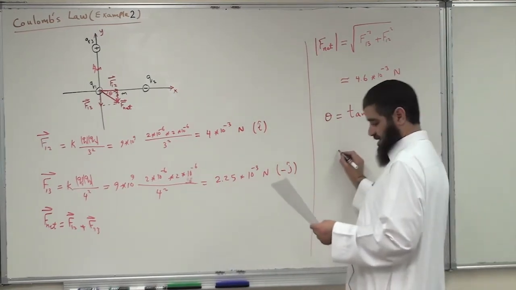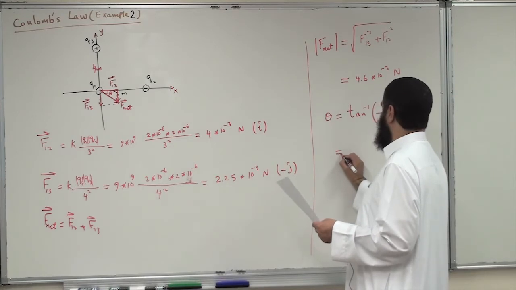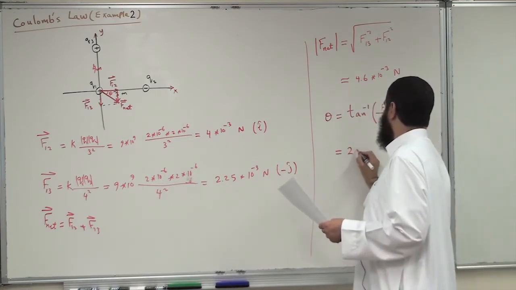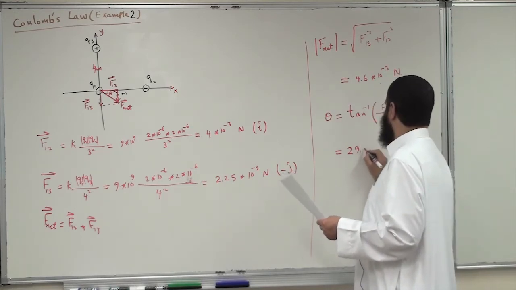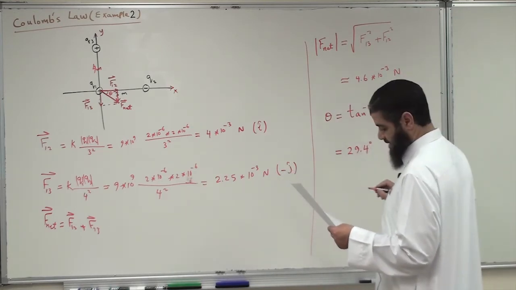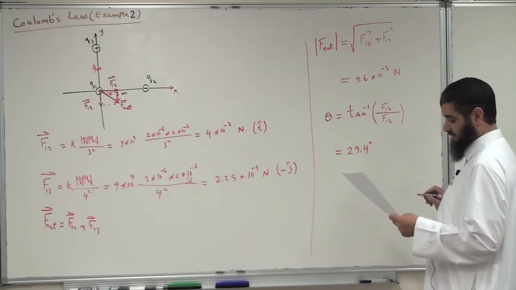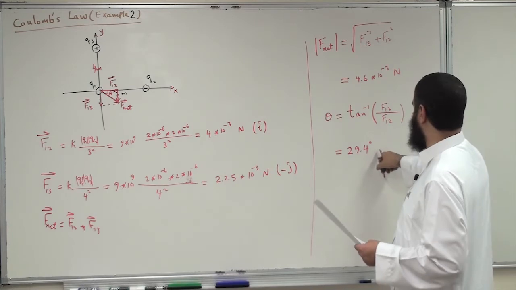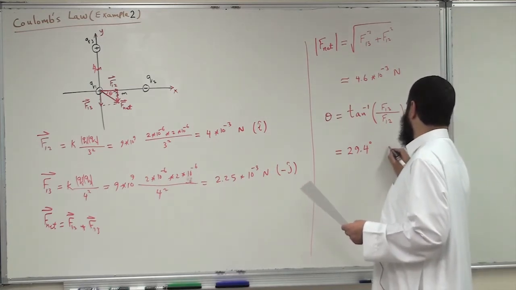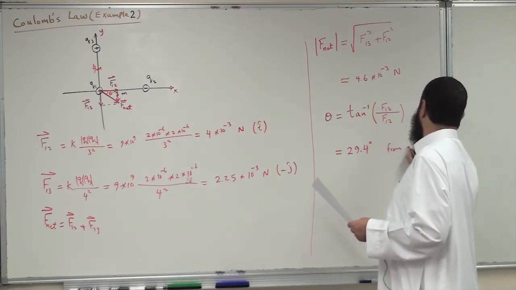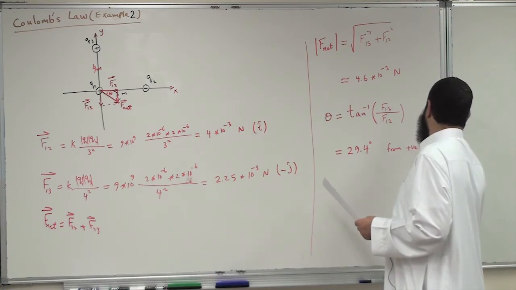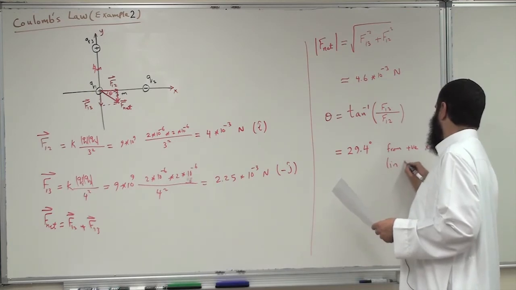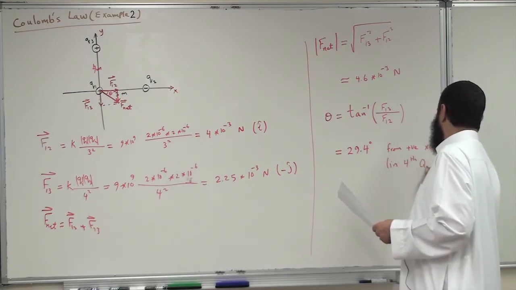And this will be very simple. We will get tan inverse of these two numbers. We will get theta 29.4 degrees, and we can see that it is in the fourth quadrant. Okay, this is from positive x axis clockwise, or in fourth quadrant.